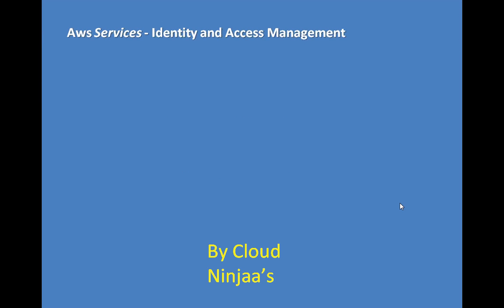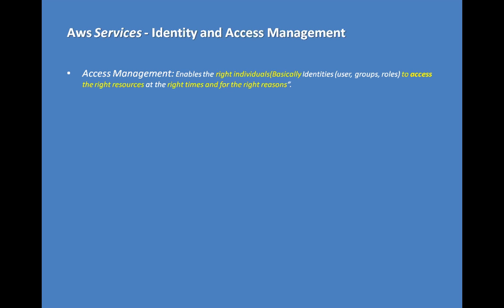So without wasting much time, let's move on to the first slide, AWS Services, Identity and Access Management. Like previously I discussed, in the first video we covered the identity part. Now the second part is access management. It will break up identity and access management. So access management is basically a concept, or you can say a method, wherein we'll be able to give the right individuals the right kind of access whenever it is required, or the right kind of access at the right time to the individuals or entities like users, groups, and roles.